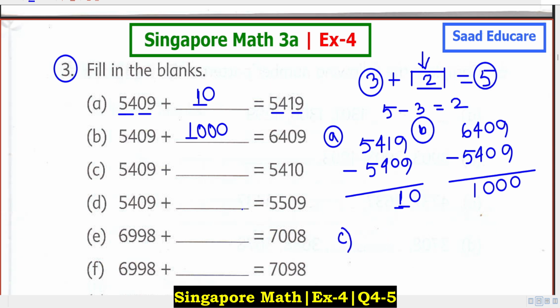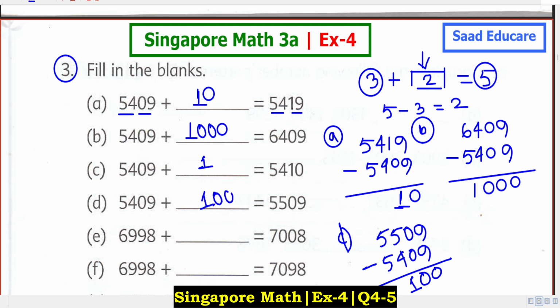Question C. Here is 5409 and 5410. It's very simple. We need just 1, right? Now 5409 and here is 5509. So this is question D. We can write 5509 minus 5409. So 9 minus 9, it will be 0. 0 minus 0, it will be 0. 5 minus 4, it's 1. So we can say here is just 100.